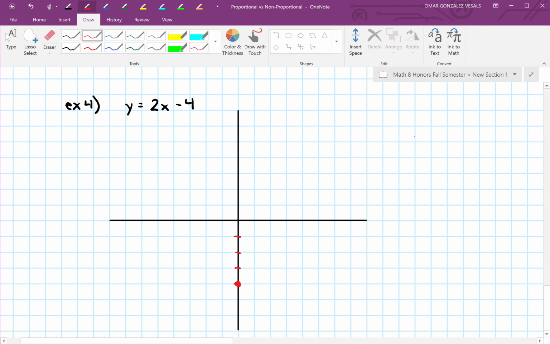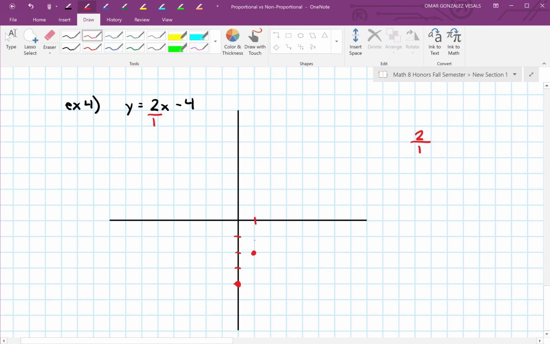So Miguel's saying that I go up 2 and to the right 2. But if I did that, then my slope would be 1. My slope is not 1. My slope is 2. You have to go up 2 and to the right once. Very good. So what I like to do is when I'm given a whole number, I'll write it as a fraction. That way I can see my rise and my run. My change in y and my change in x. So I'm going to go up how many? 2 and to the right once.